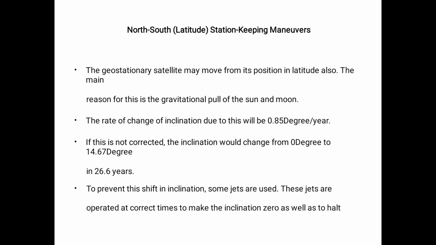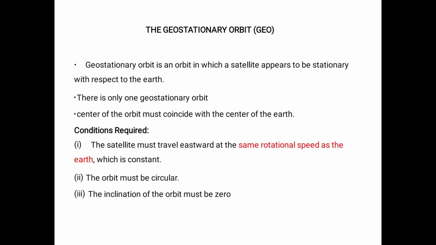North-south station keeping. The geostationary satellite may also move from its position in latitude. The main reason is the gravitational pull of the sun and moon; the rate of change of inclination due to it will be 0.85 degree per year. This cannot be left uncorrected: the inclination would change from 0 degrees to 14.67 degrees in 26.6 years. To prevent the shift in inclination, some jets are used. These jets are operated to bring the inclination back to 0.